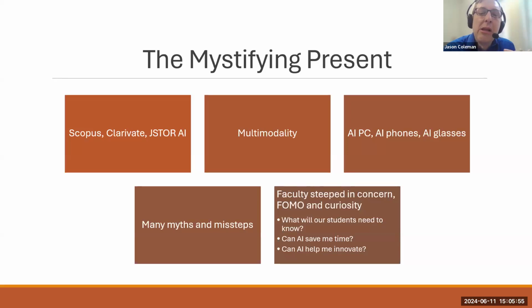And crucially, it's not just us, as you know. Faculty are steeped in concern, fear of missing out, and curiosity as well. They are wondering, at least the ones I've been talking to, what will our students need to know? So how can I make sure that I'm being a good instructor and mentor by introducing them to what these tools are? Can AI help me save time? And can it help me be more innovative?